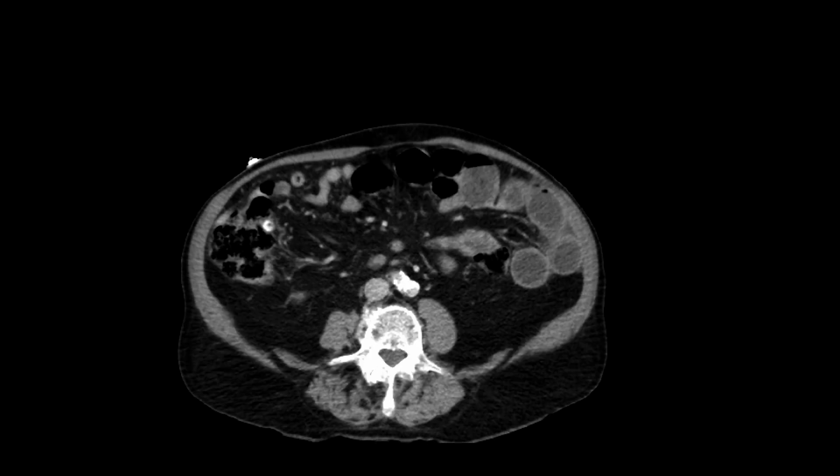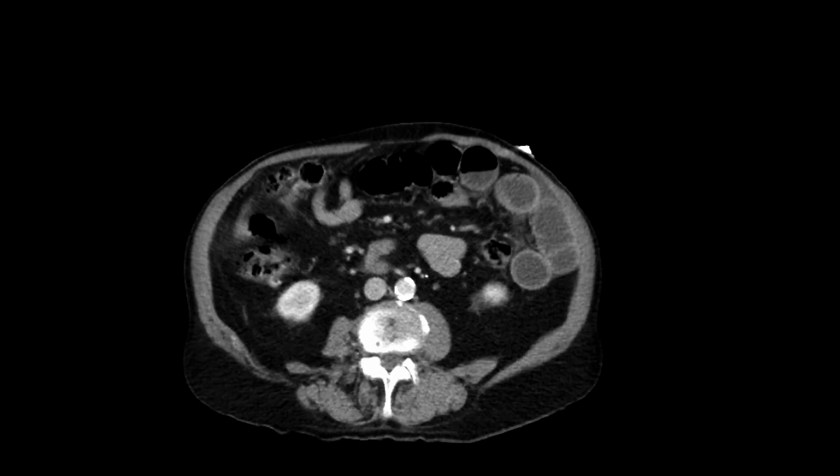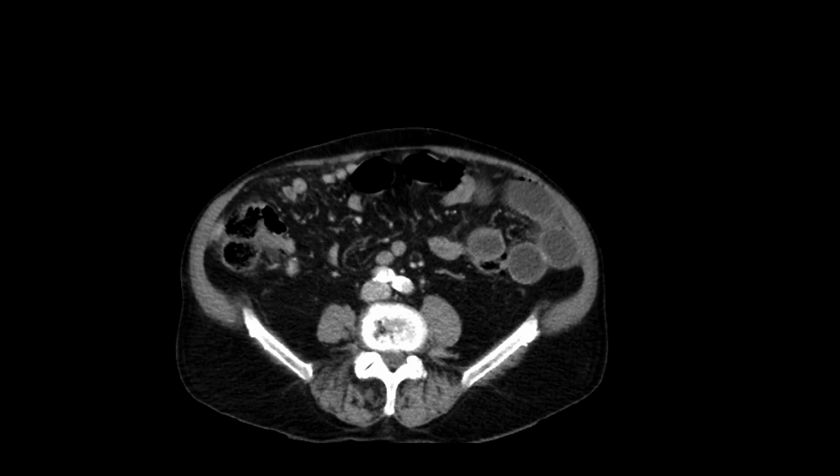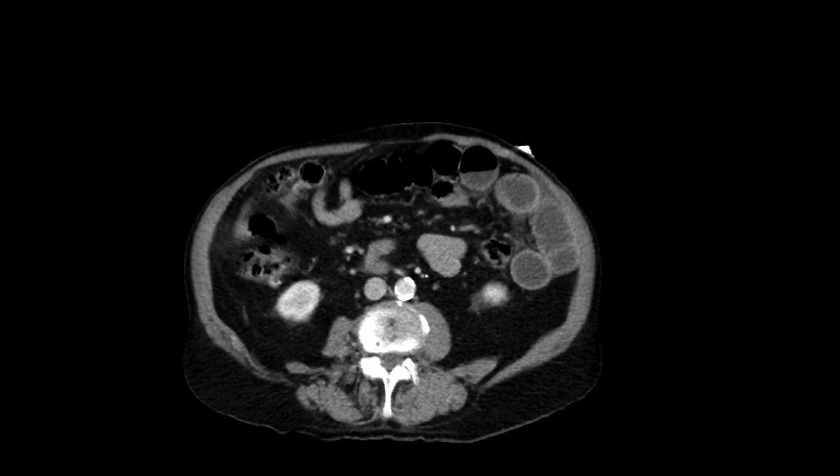These findings are classic for a closed loop small bowel obstruction. They're prone to get ischemia, prone to become infarcted if not treated appropriately. This ended up going to the operating room, indeed, had a closed loop small bowel obstruction.